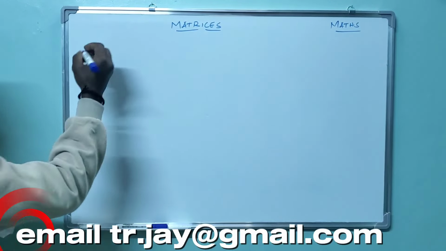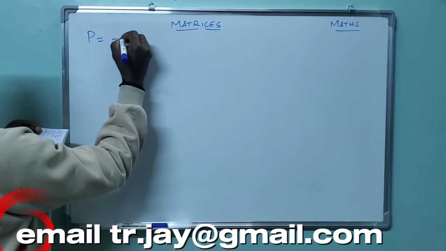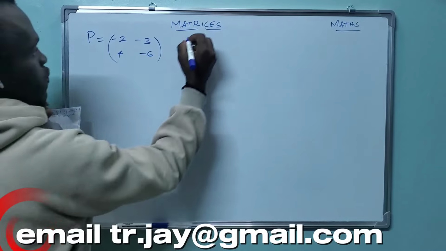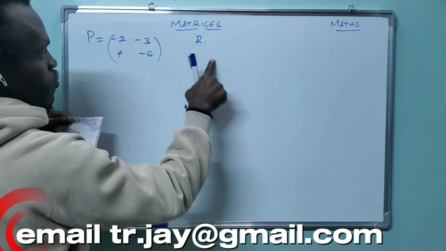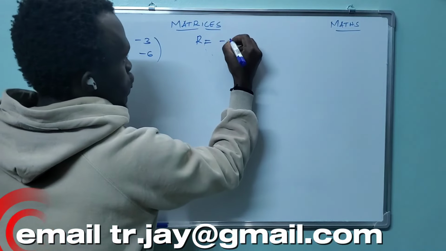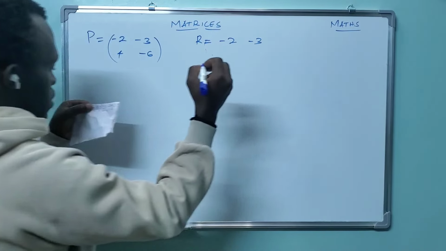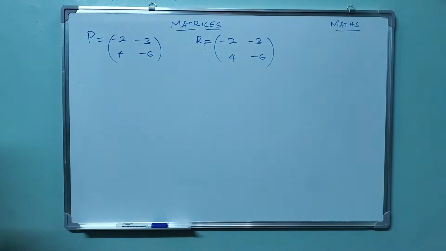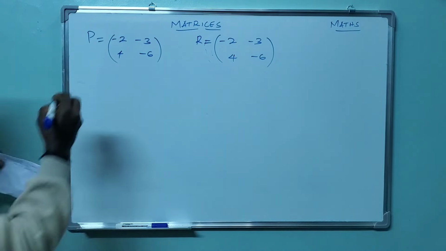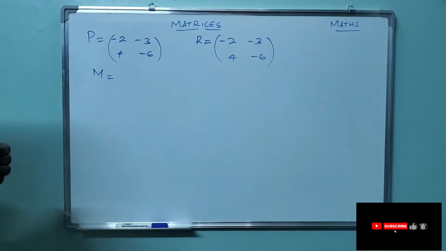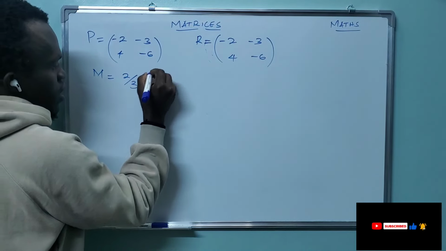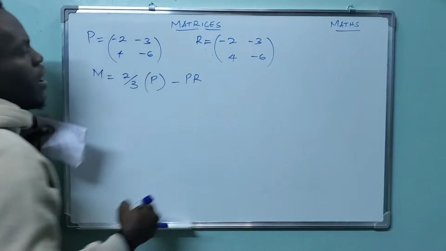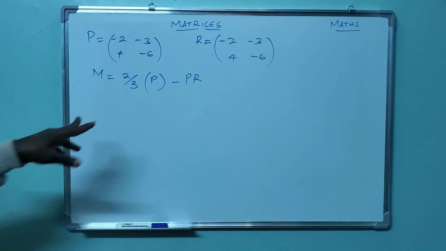The assignment was that, given matrix P equals negative 2, negative 3, 4, negative 6, and matrix R equals negative 2, negative 3, 4, negative 6, you were told to work out the value of M. They want us to get the matrix M, given that M equals 2 over 3 matrix P minus matrix PR.